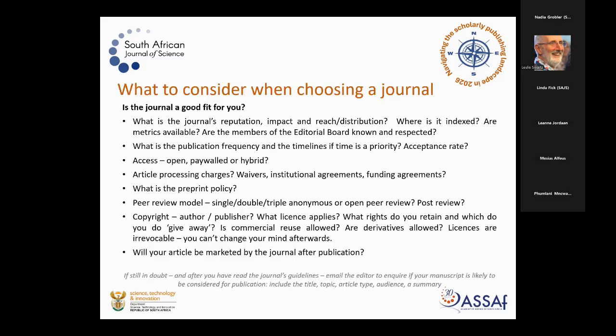So you've looked at whether your paper is a good fit for the journal. Now you need to consider if the journal is a good fit for your paper. And you want to look at things like, what is the journal's reputation in your field? What is its impact? What is its reach and distribution? Is it indexed in reputable indexes?